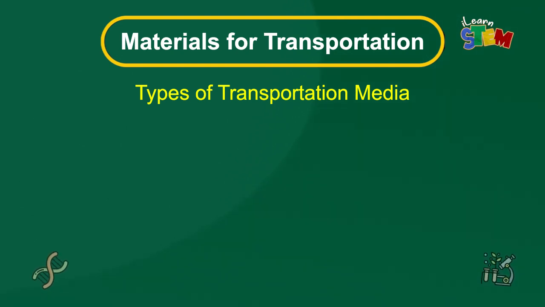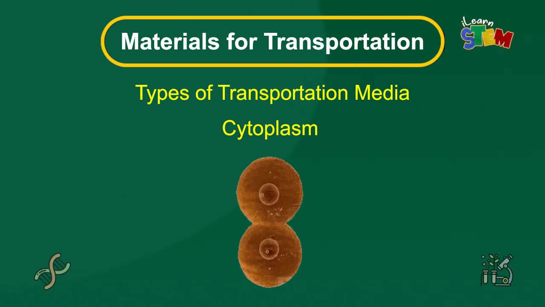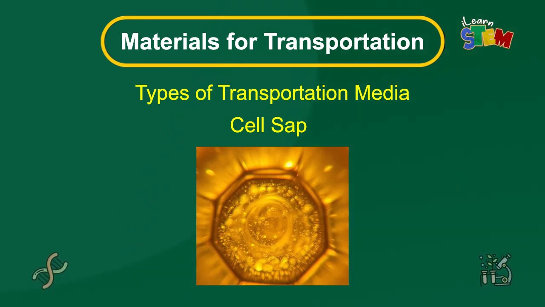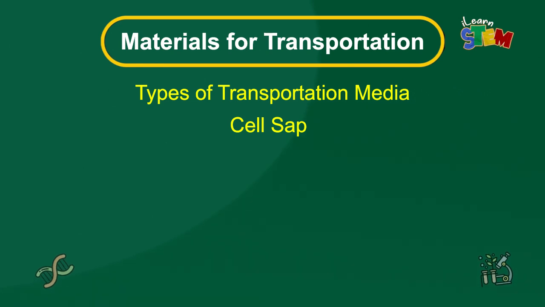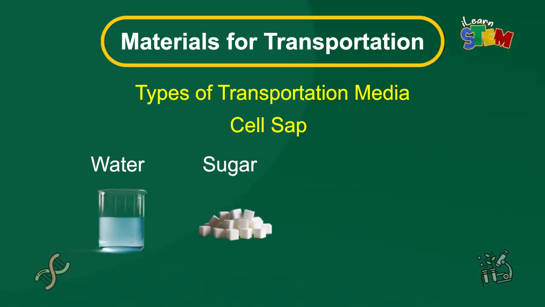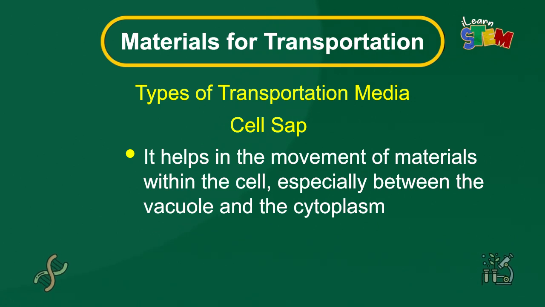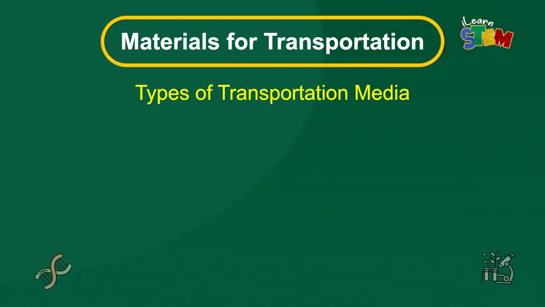We have cytoplasm. The cytoplasm helps move substances like nutrients, water, and waste around within plant cells. Next is the cell sap. Cell sap is the liquid found inside the vacuole of plant cells. It contains water, sugar, salts, amino acids, and other dissolved substances. It helps in the movement of materials within the cell, especially between the vacuole and the cytoplasm.